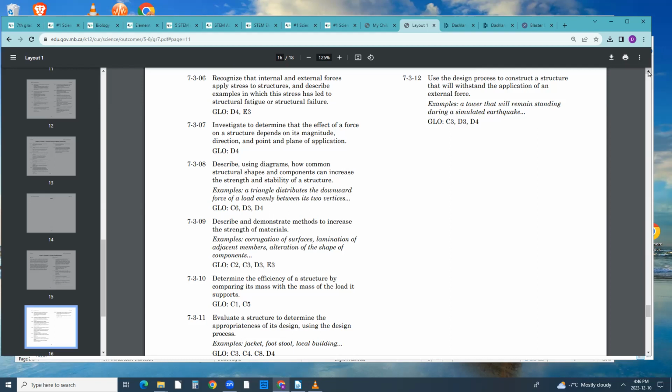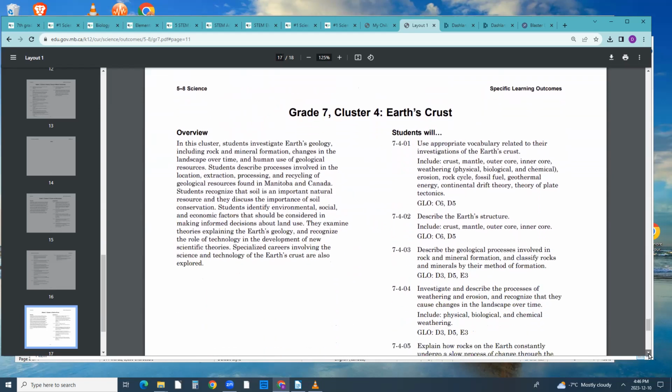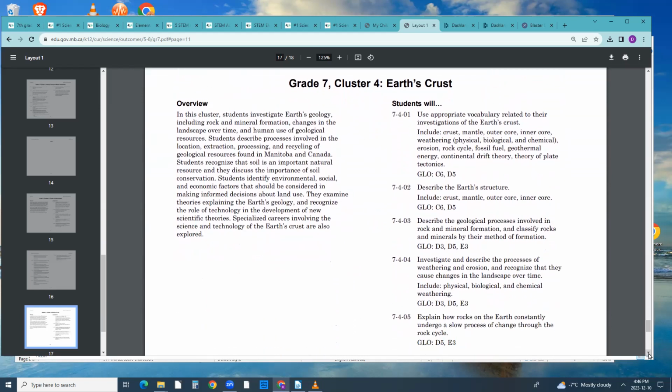Use the design process to construct a structure that will withstand the application of an external force. Examples: a tower that will remain standing during a simulated earthquake. 5 to 8 science-specific learning outcomes. Grade 7, Cluster 4, Earth's Crust.